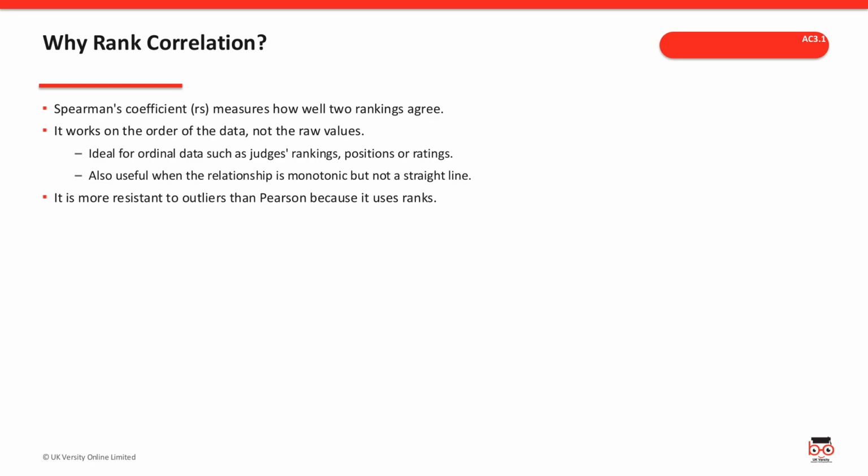Spearman's coefficient measures how well two rankings agree, and the key difference is that it works on the order of the data, not the raw values. That makes it ideal for ordinal data, things like judges' rankings, league positions, or star ratings. It also copes when the relationship is monotonic, steadily rising or falling, but not a straight line. And because it only uses ranks, it's far more resistant to outliers than Pearson.